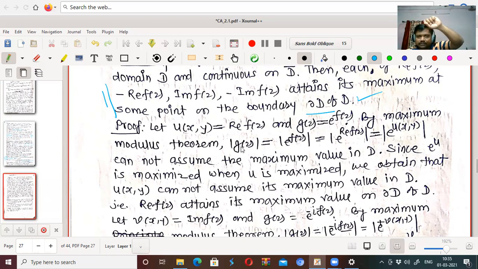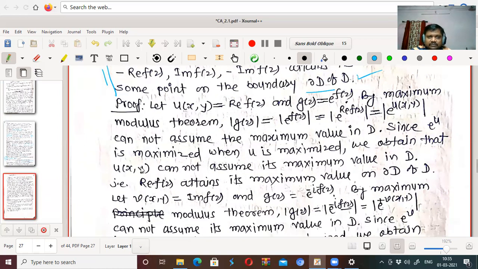That is, the maximum value of the modulus of g(z) will be attained on the boundary. That means the maximum value of this lies on the boundary. That means the maximum value of u(x,y), which is the real part of f(z), also lies on the boundary. Since e^u is maximized when u is maximized, we obtain that u(x,y) also cannot assume its maximum value in D.